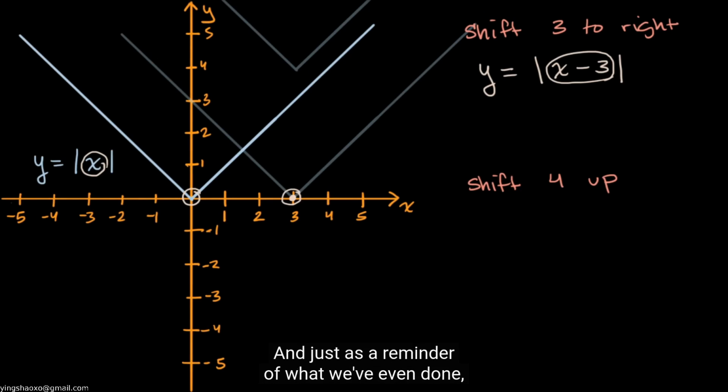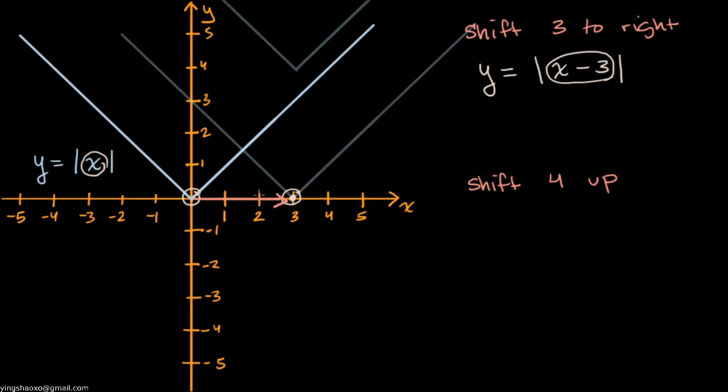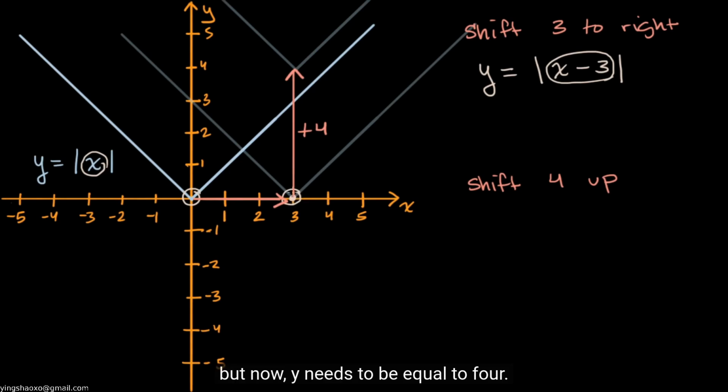Just as a reminder of what we've done, in the first part we shifted 3 to the right, and now we are shifting 4 up. Before, y equaled 0 here, but now y needs to be equal to 4. So whatever this was evaluating to, we now have to add 4 to it.